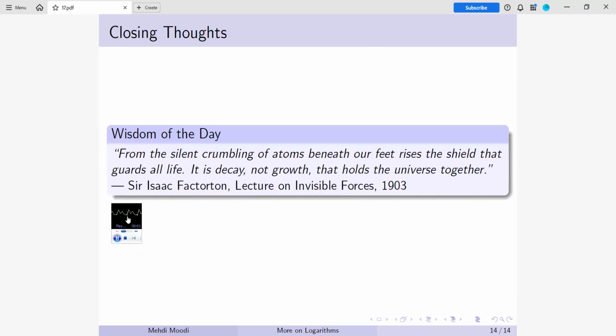In the summer of 1903, Sir Isaac Factorton stood at the rim of Mount Etna with a group of physics students, smoke curling around his coat like the setup to something epic. As the mountain rumbled beneath them, one student nervously asked if all this chaos could eliminate life. Factorton didn't flinch. He stared into the glowing crater and said with a deep charismatic voice, "From the silent crumbling of atoms beneath our feet rises the shield that guards all life. It is decay, not growth, that holds the universe together." No one said a word. Mostly because the volcano was about to erupt and all the students were running for dear life.